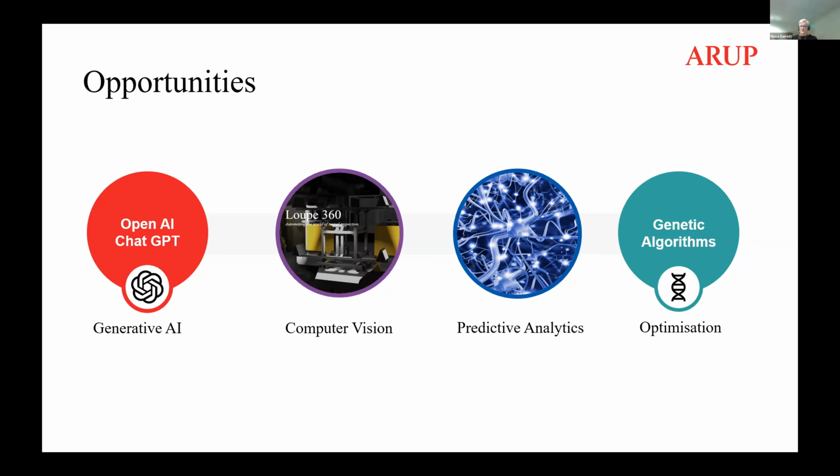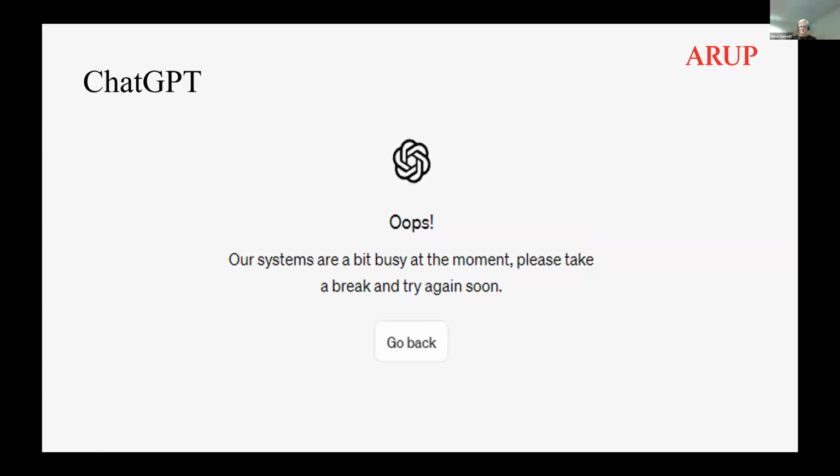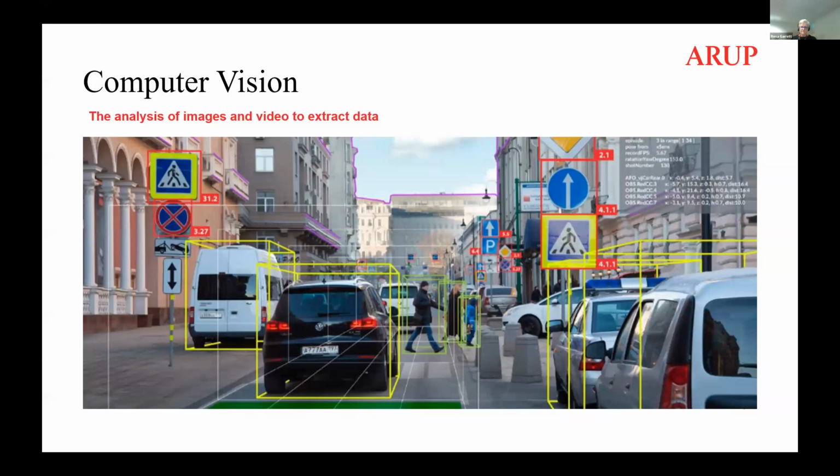When I was preparing for this presentation, I went to ChatGPT, which is in the news all the time at the moment because it's going to take over all our jobs. But oops, it wasn't available. So it was really heartening, I suppose, to see that these technologies are fallible as well, and we're not all going to be replaced.